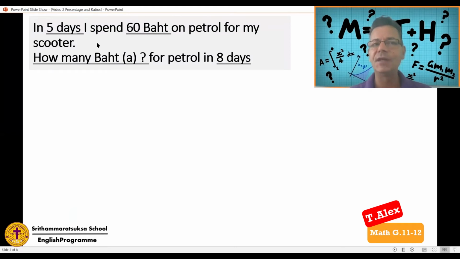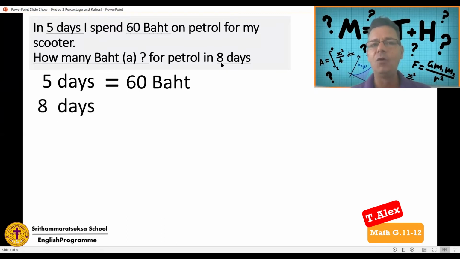In 5 days, I spend 60 baht. By the way, these are my variables. These are the things in the question. There is a relationship between 5 days and 60 baht. The first thing we write is this relationship. Now, what I want to find is how many baht for 8 days. 8 days equals A baht. I don't know, but I will show you now how to work this out.